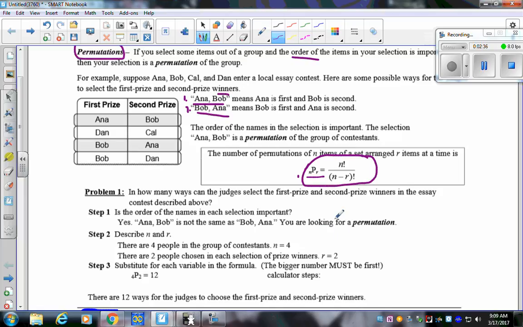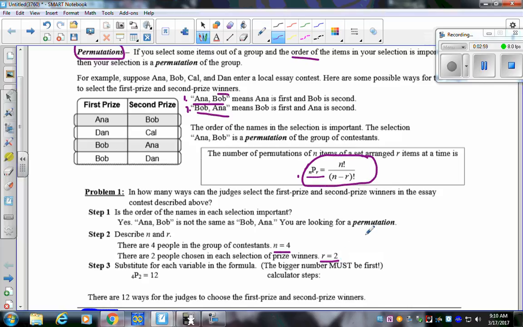Now, n always stands for the total number of possible people or outcomes or whatever you're picking from, the total number of things to pick from. So in this example, the n would be 4, okay, because there are 4 people that could win a prize, correct? The r always stands for how many spots you're putting them into. So in this example, there's 2 different prizes.